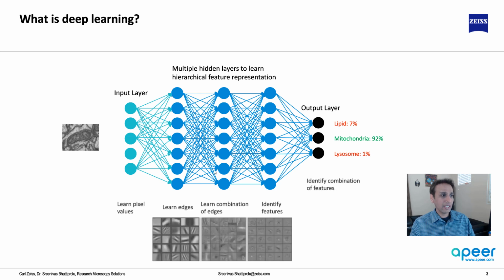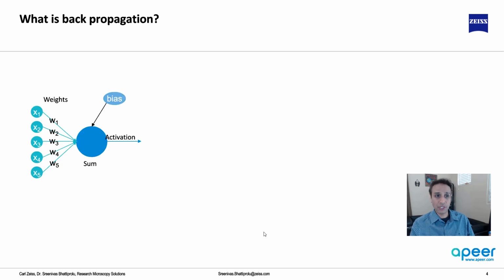These are all hidden layers. And why do we have different hidden layers? Because at every layer, it learns something different. At the first one, it learns about edges. At the next one, it learns about the combination of these edges, and then the features and so on.